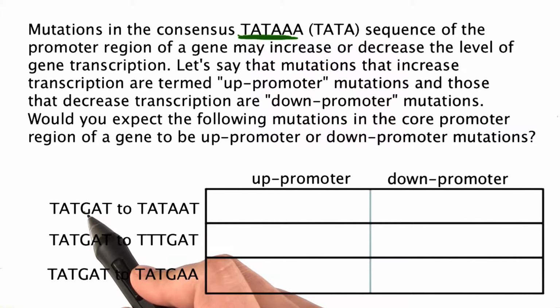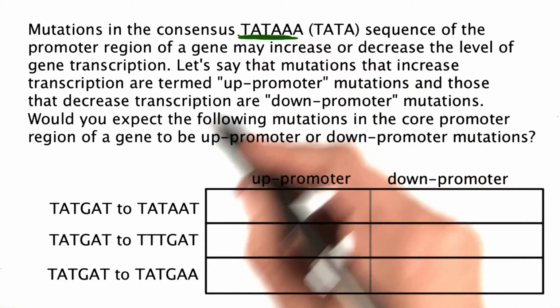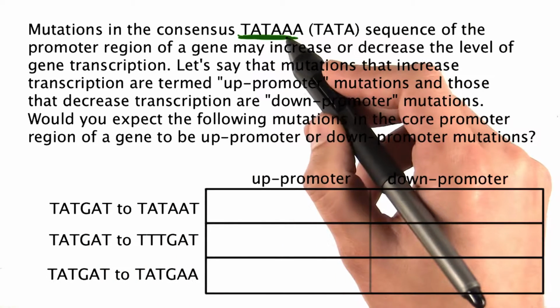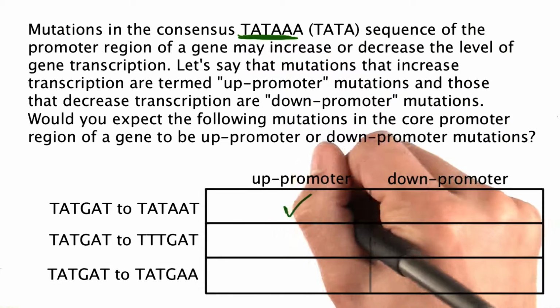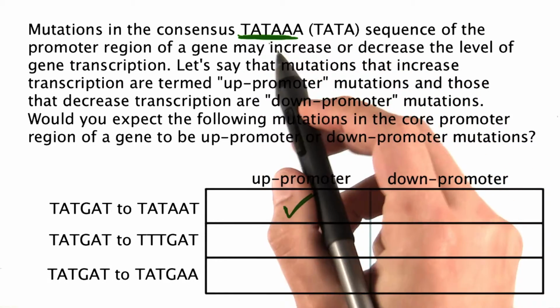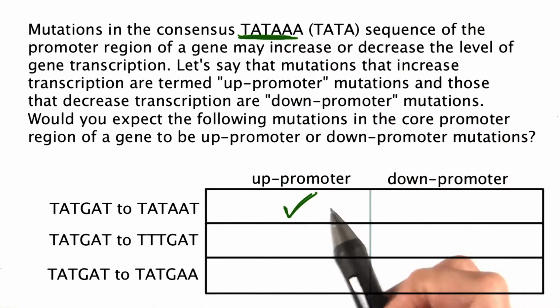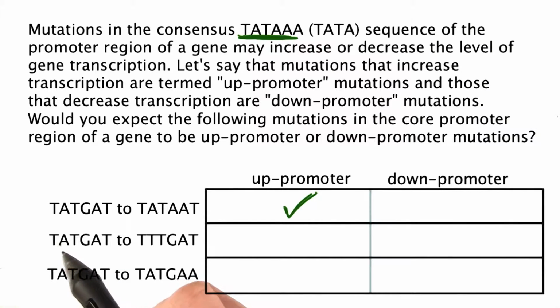Now that 4th position changed from a G, which wasn't part of the consensus sequence, now to an A that is. So this would be considered an up promoter because we got more similar to the TATA sequence, and that's going to increase transcription. And the next one, we changed TATGAT, but we took the second letter, an A, and changed it to a T.